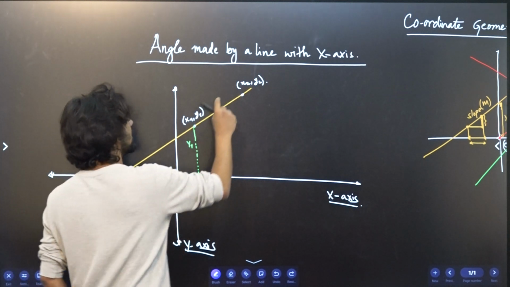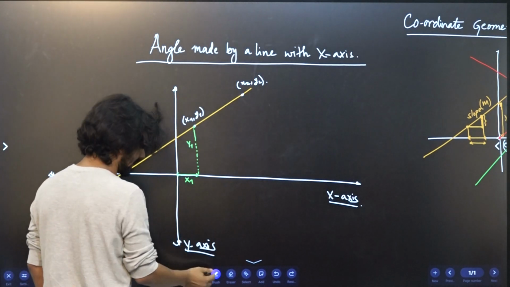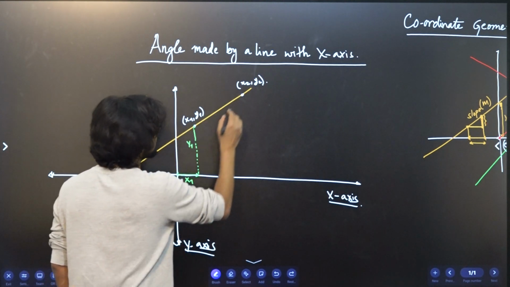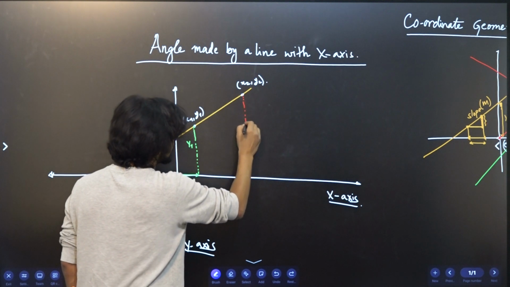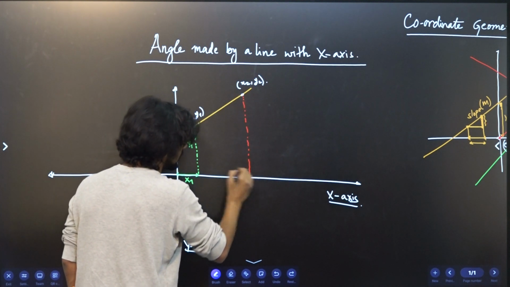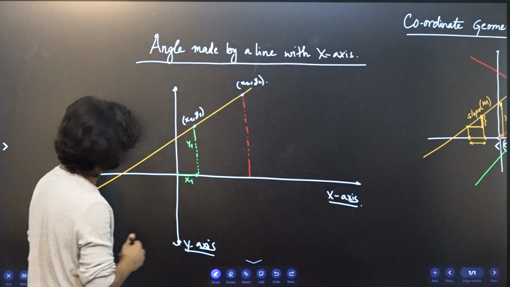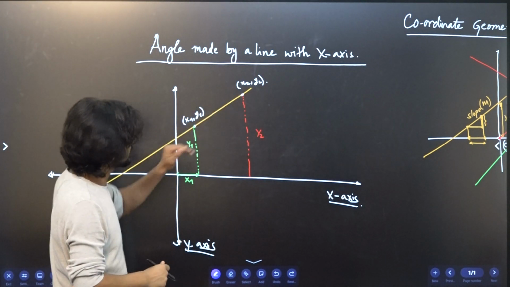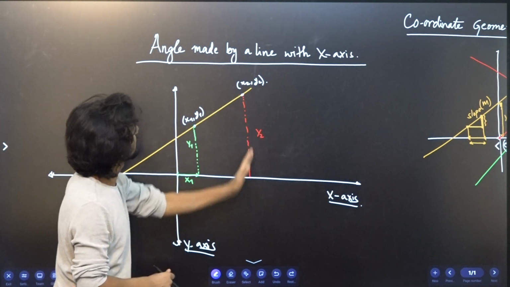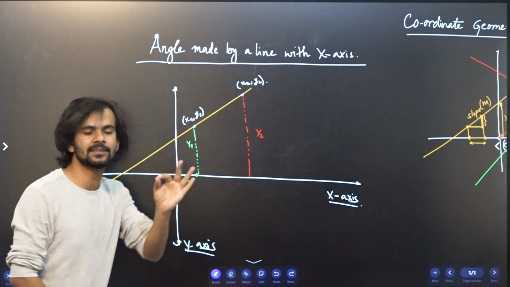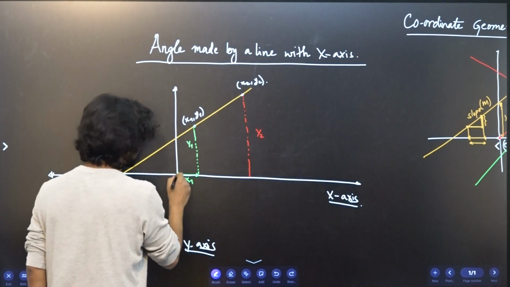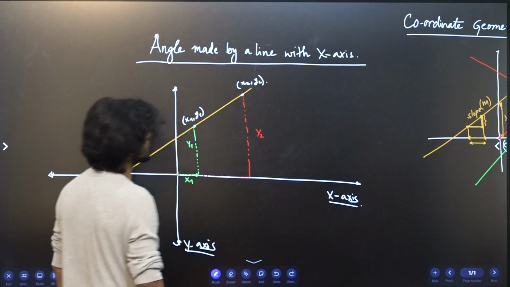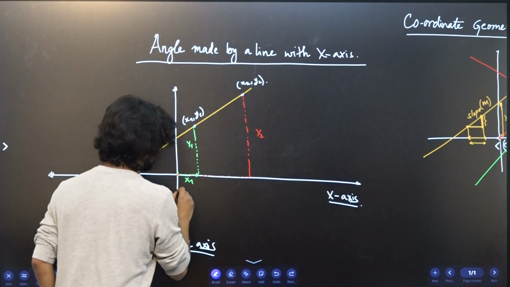Similarly, I have x2, y2. What does that mean? From 0, if I come down, this is y2. From here to here, the length is y2. And from here to here, it is x2.